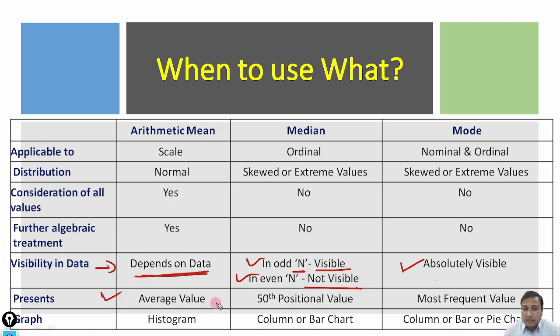Arithmetic mean presents the average value, median presents the 50th positional value, and mode presents the most frequent value. For arithmetic mean, we use histograms. For median, column or bar charts are suited, and for mode, column or bar or pie charts are suited. So this is the way that we read and interpret measures of central tendency, that is mean, median and mode.